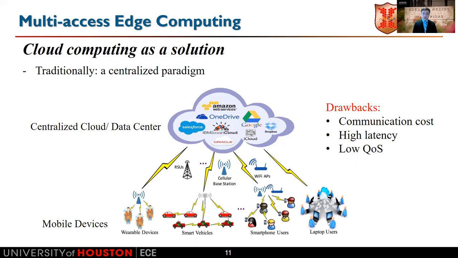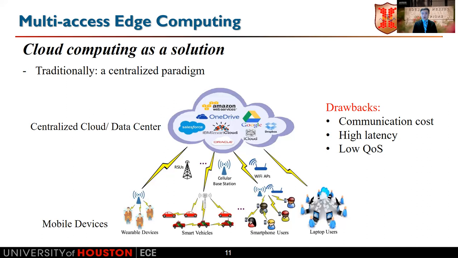When the calculation is finished, the feedback will be returned to the mobile devices. However, in this centralized paradigm, there are several drawbacks. First of all, since all the data needs to be transmitted to the centralized cloud, it will bring huge communication costs. Secondly, since the remote cloud is usually located far from the end users, the long transmission distance will bring high latency. Accordingly, high latency will result in low quality of service as well.